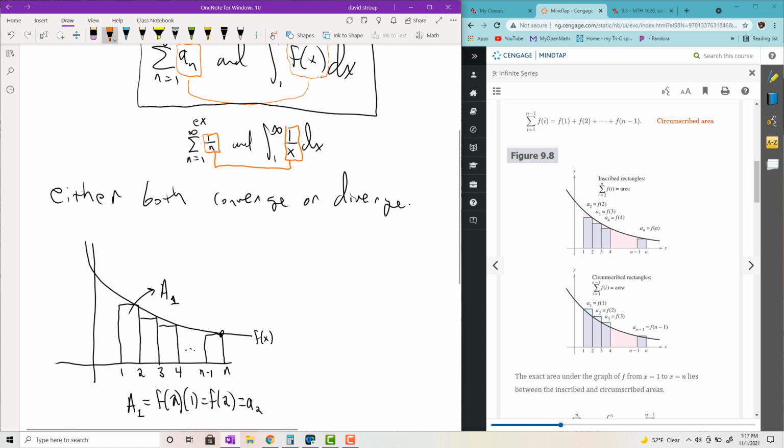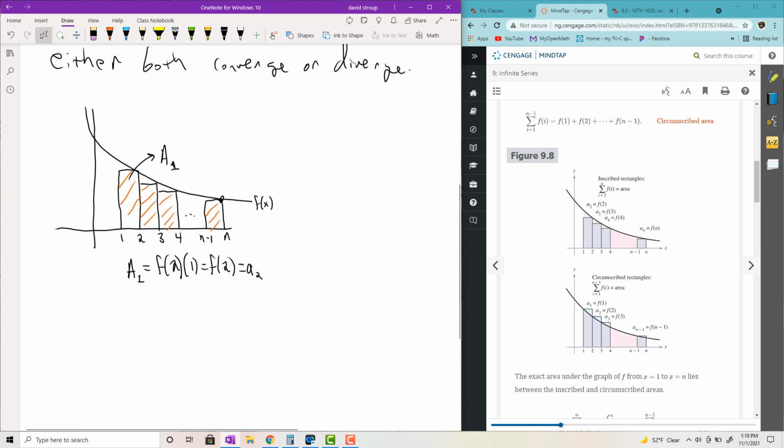Okay, so the area of these rectangles is basically just the beginning of the infinite series that we're concerned with. In this case, a sub 2 plus a sub 3 plus a sub 4 and on. So we can write it as the finite sum from i equals 2 to n of f of i if you want, or you can write it as a sub i.